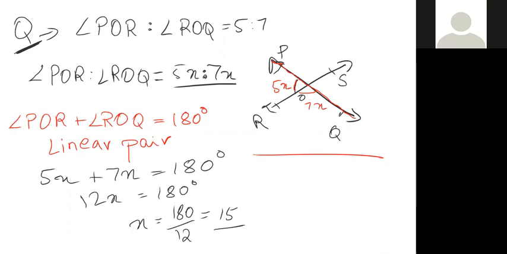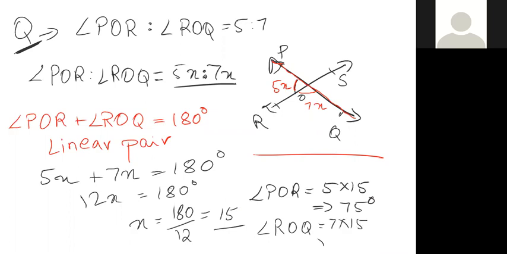Now we're not done here. Angle POR will be 5 into 15, which is 75 degrees, right? And angle ROQ will be 7 into 15, which is 105 degrees. Yes, 105 degrees. So now we have got these angles. Now we need to find the rest of the angles. So let me just erase this. I hope you noted it down.